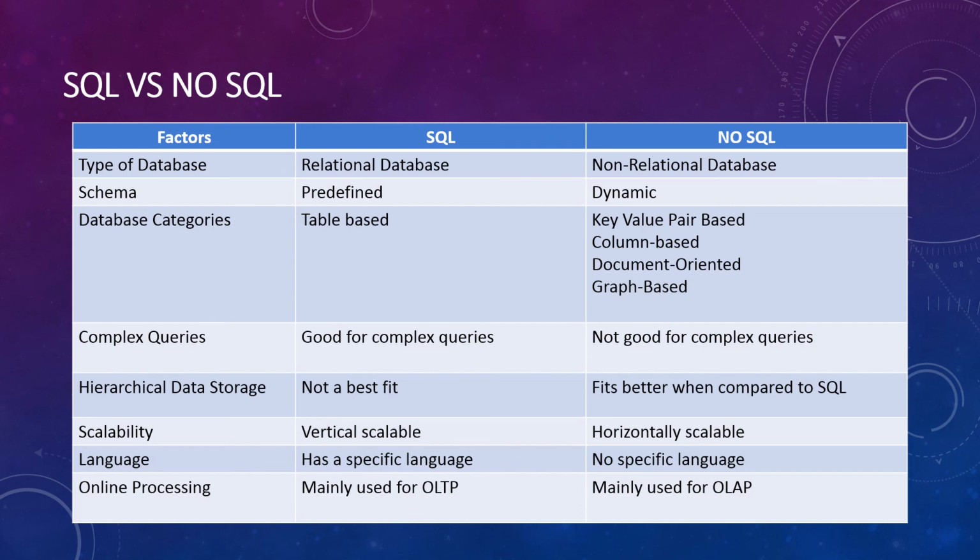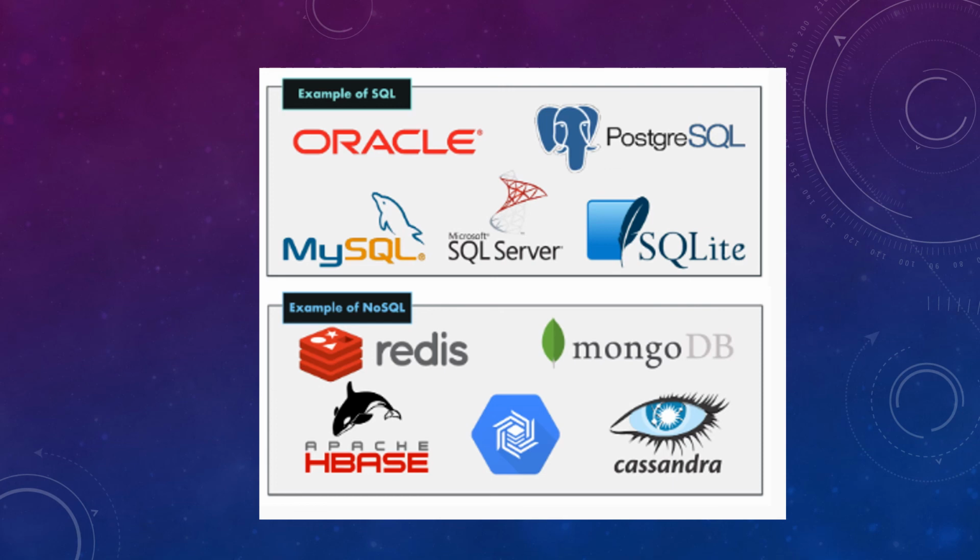Now we will see some examples of SQL and NoSQL. If we consider the examples, Oracle, MySQL, SQL Server and SQLite are some examples of SQL, and MongoDB, Cassandra and HBase are some examples related to NoSQL.